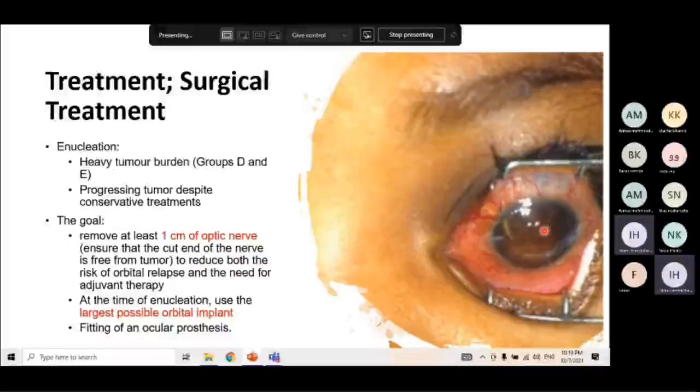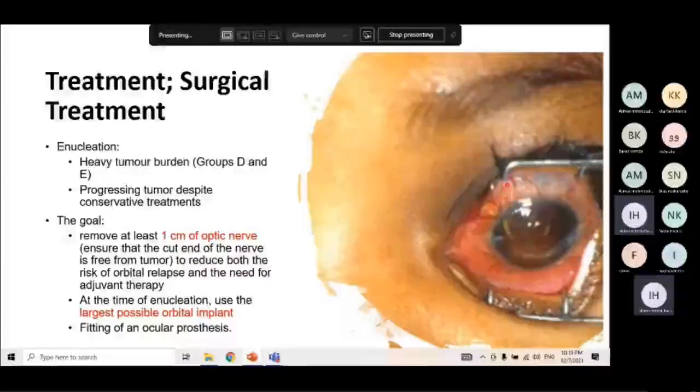So I need to remove it, and we even try to remove at least 1 centimeter of the optic nerve, because the tumor may spread through the optic nerve. So you want to make sure that you get a good chunk of the optic nerve, 1 centimeter, to decrease the risk of having remnants of the tumor.